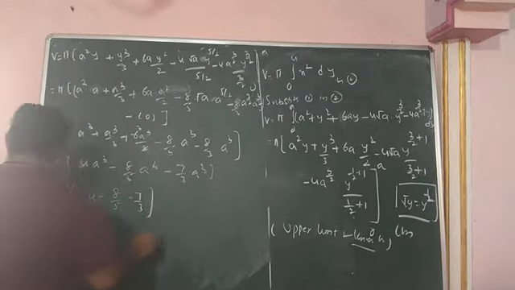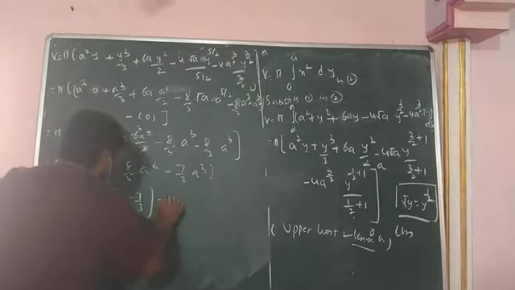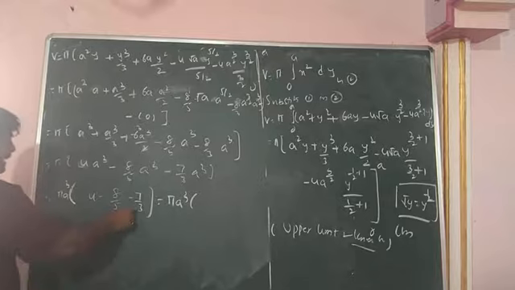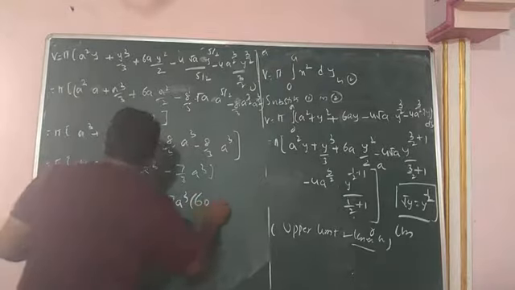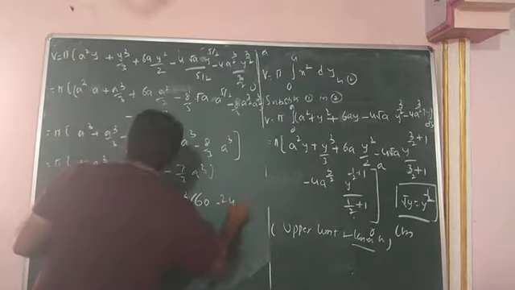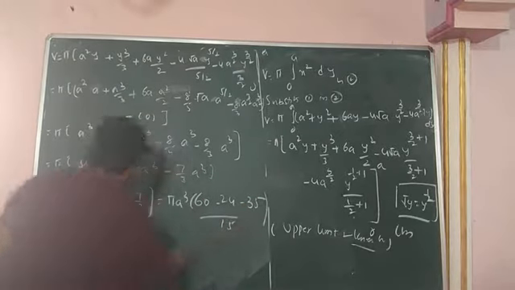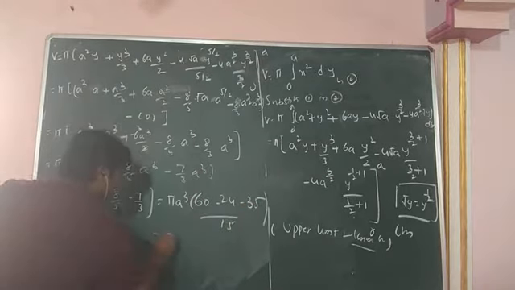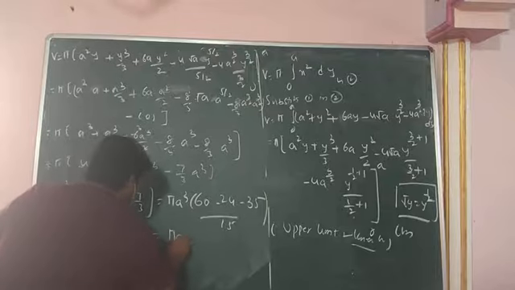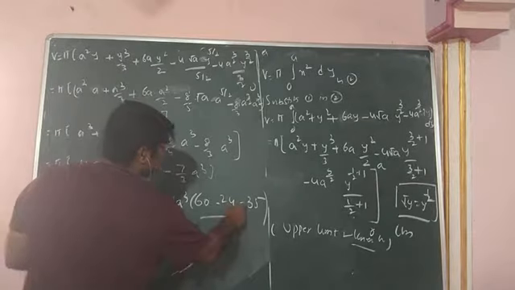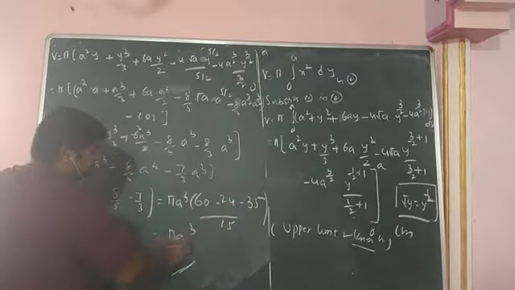So therefore, we simplify this part. We get pi a cube into, and the LCM equal to 15. We get 60 minus 24 minus 35 by 15. So finally we get pi a cube by 15. That is 60 minus 59, we get 1. Pi a cubed by 15.